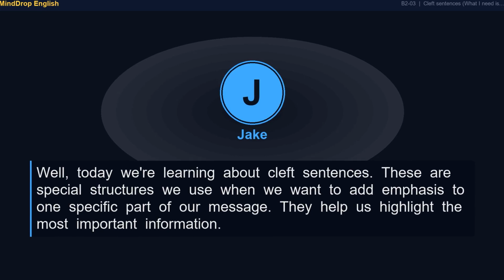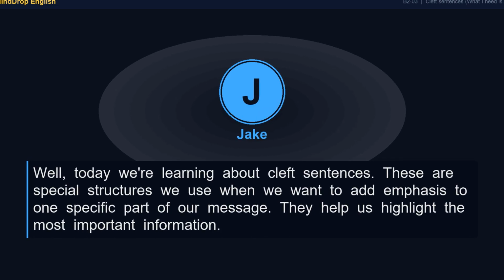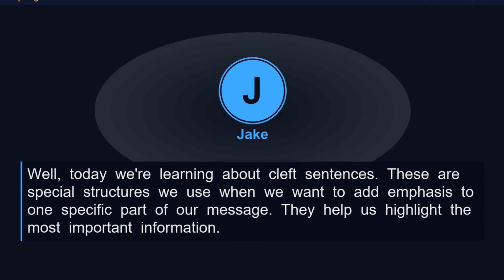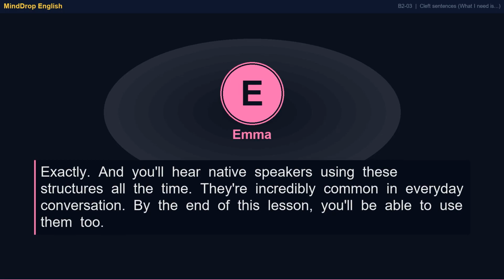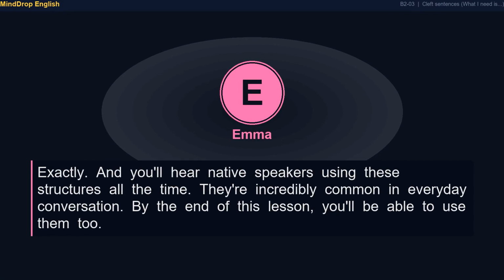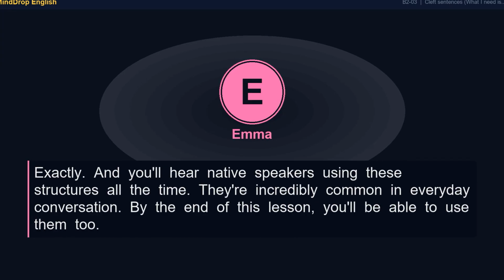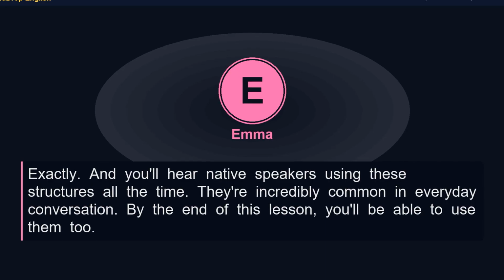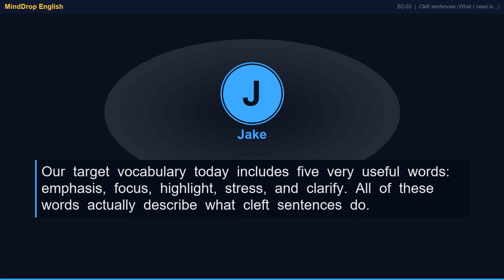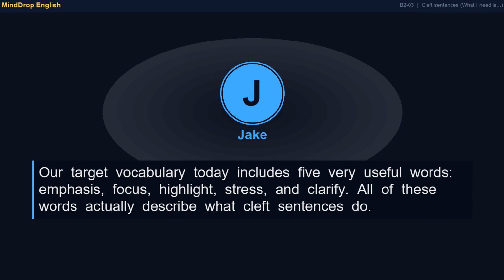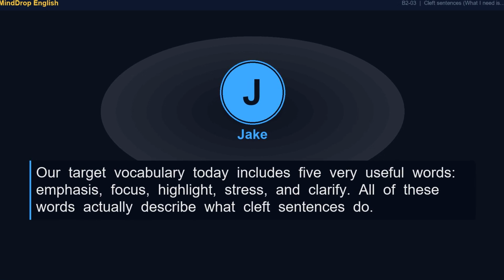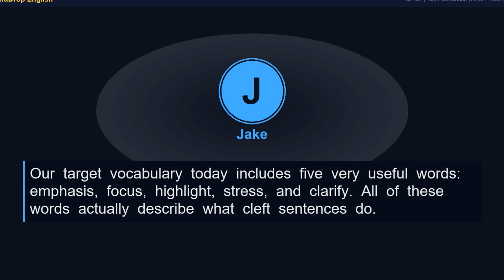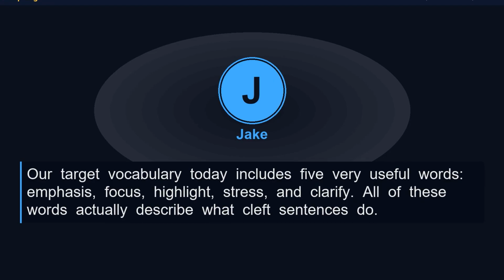Well, today we're learning about cleft sentences. These are special structures we use when we want to add emphasis to one specific part of our message. They help us highlight the most important information. Exactly. And you'll hear native speakers using these structures all the time. They're incredibly common in everyday conversation. By the end of this lesson, you'll be able to use them too. Our target vocabulary today includes 5 very useful words: emphasis, focus, highlight, stress, and clarify. All of these words actually describe what cleft sentences do.